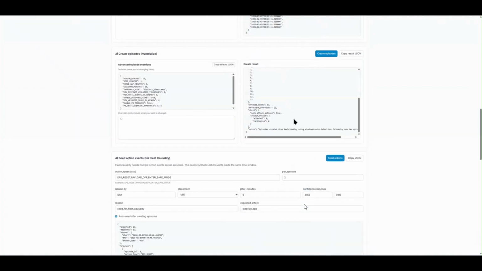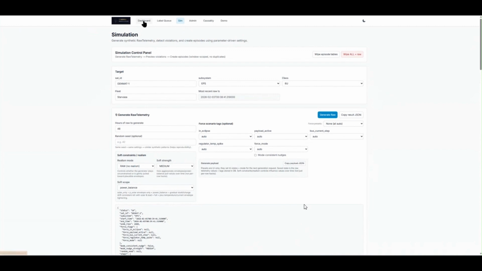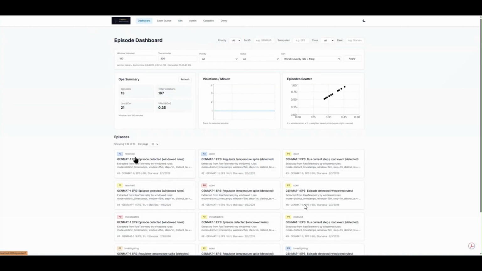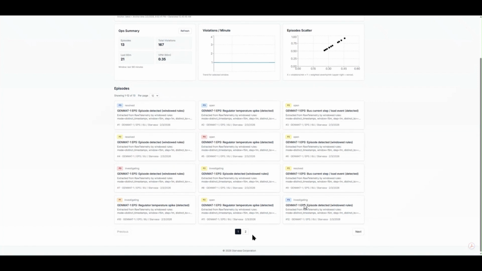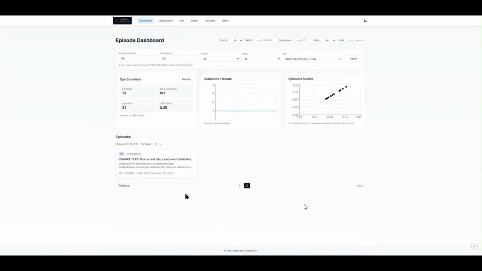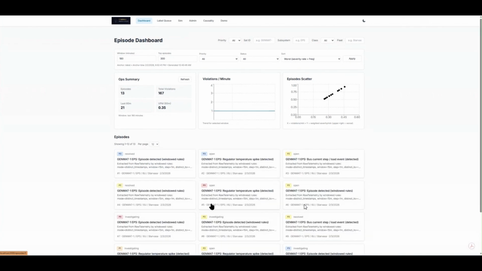So now, if you go back to the dashboard, you will see that it has created a few episodes. How many? About 13 episodes, it looks like. Yeah, 13 episodes it created, and 167 violations, 13 episodes. In the last 60 minutes, there are 21 episodes like that. Violation per minute, this is the average per minute, about 0.35 episodes it has created. It's a scatter diagram, so it tells you that for this severity, this is the frequency you're getting.